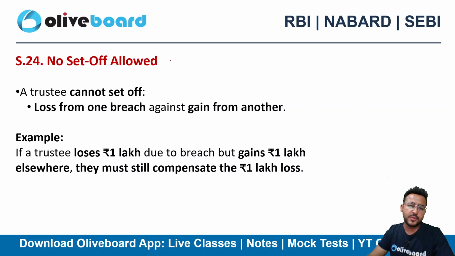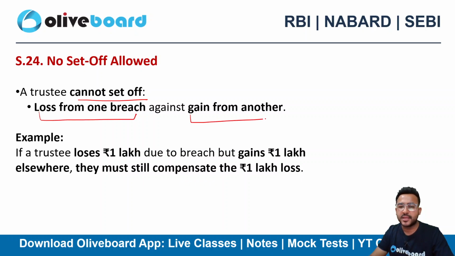No set off is allowed. A trustee cannot claim set off of losses from one breach against the gain of another. Let's suppose I am the trustee. I have made a breach of contract, and that resulted in 1 lakh rupee loss.